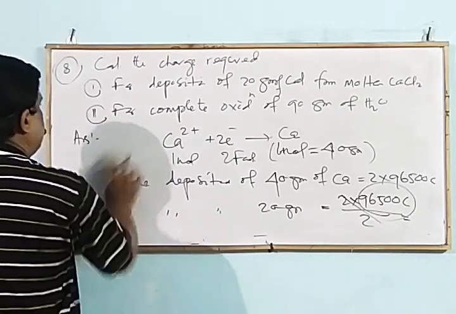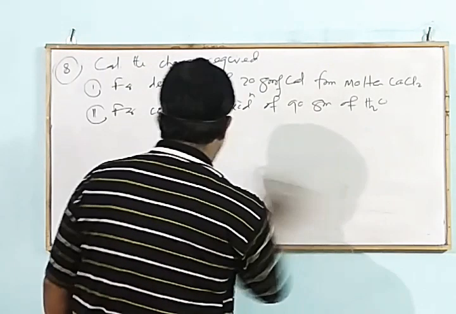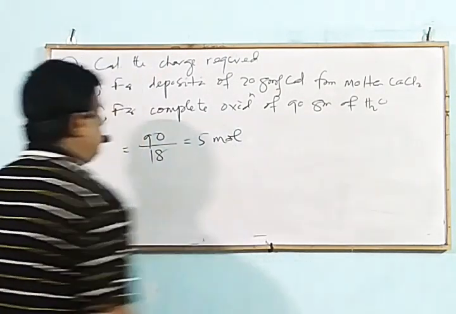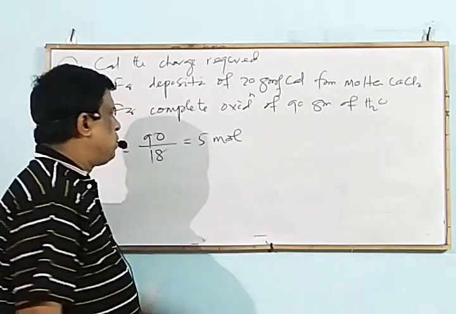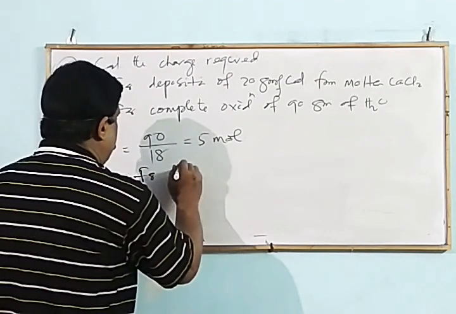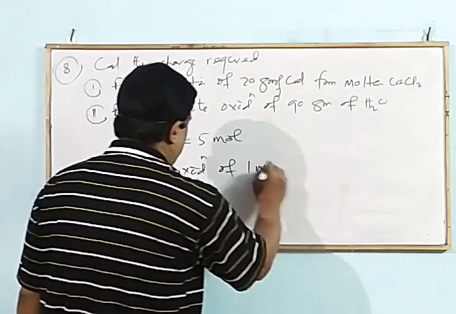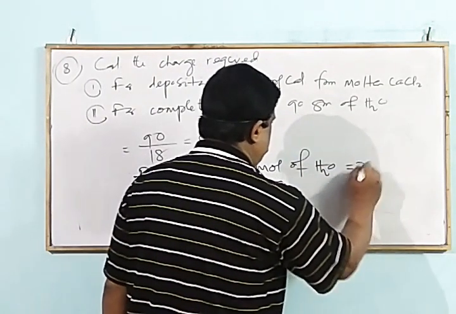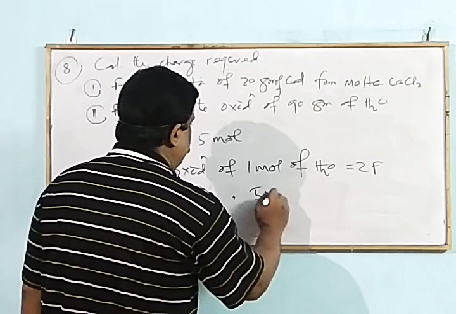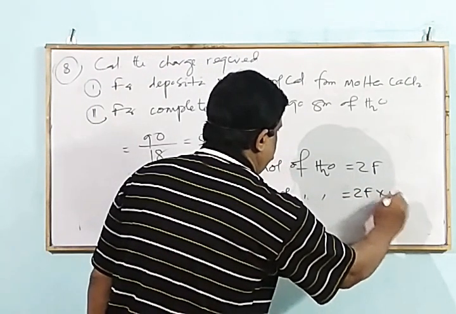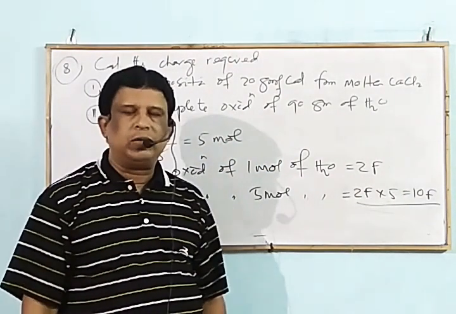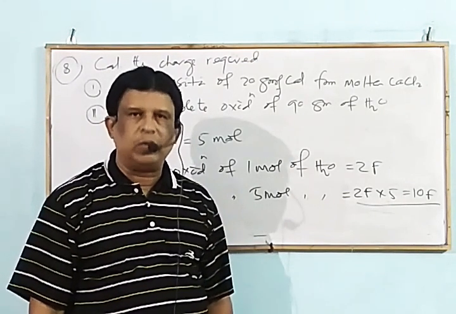Move to second one, that is for complete oxidation of 90 gram of water. That is 90 by 18, that is 5 mole. We know that for complete oxidation of 1 mole of water, charge required is 2 Faraday. Therefore, for oxidation of 5 mole of water it is 2 Faraday into 5. These are some little idea relating to the application part of Faraday first law of electrolysis.